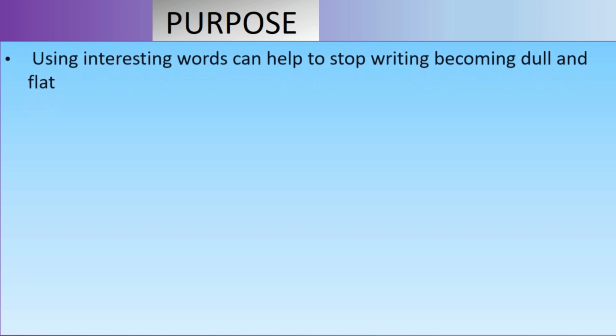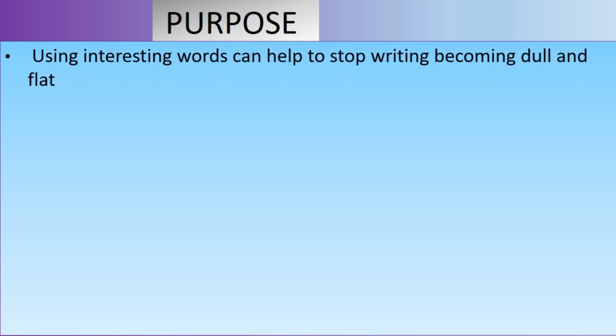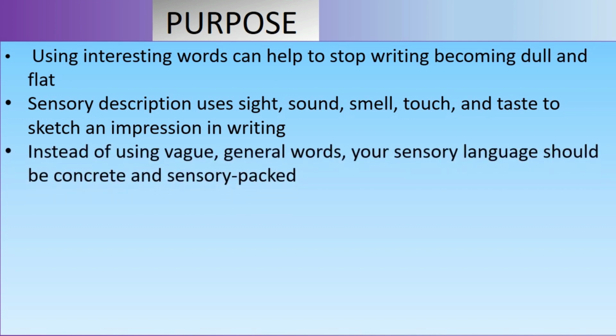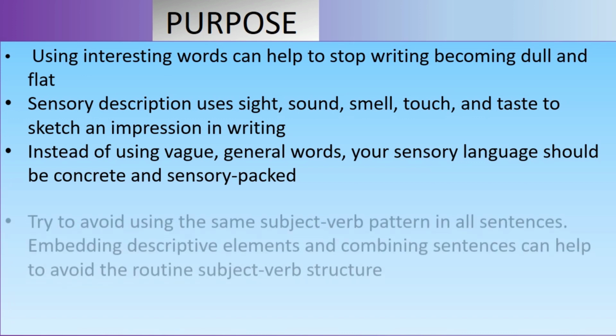Moving on. What's the purpose of descriptive writing? So the first point, using interesting words can help to stop writing becoming dull and flat. Next one, sensory description uses sight, sound, smell, touch, and taste to sketch an impression in writing. Instead of using vague, general words, your sensory language should be concrete and sensory packed.